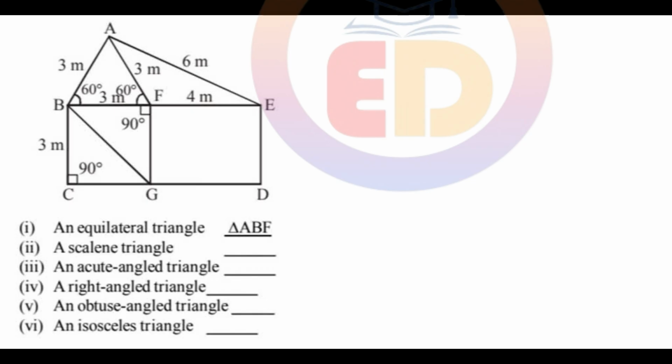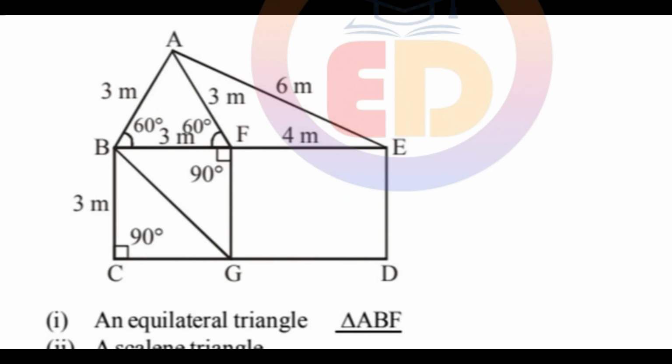Coming to the fifth part, an obtuse angle triangle. To understand the obtuse angle triangle, let's have a look in this figure. If you look at the straight line BFE, in this straight line BFE, look at the angle F, which is 60 degree. If this part is 60 degree, then the other angle, this will be 120 degree by the property of straight angle, because the straight angle, the total angle will be 180.